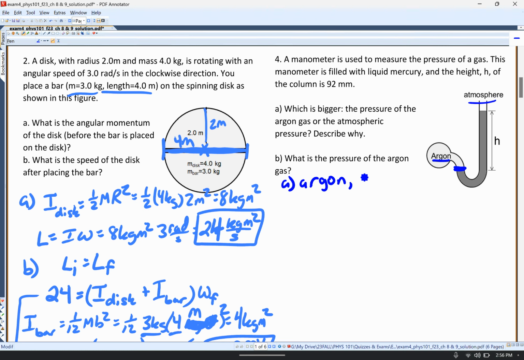And the reason is, you might have said this in a variety of ways, but because the level of the mercury is lower on that side, or something similar to that. Okay, just describing that because the level here is lower than it is here, then we know that the pressure on the left side is greater.